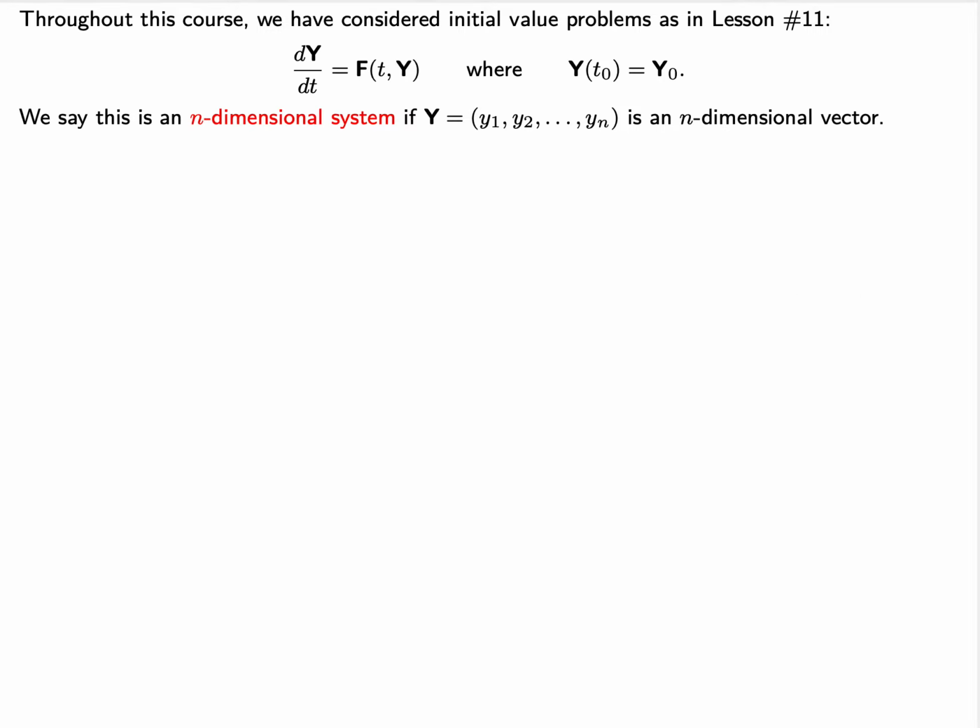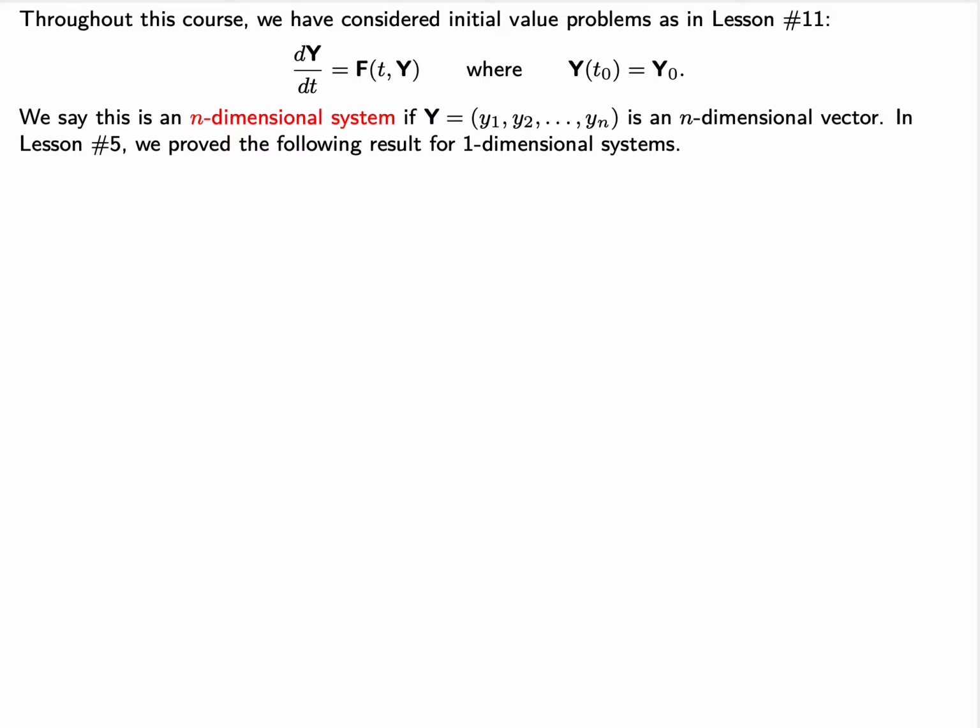Let's first explain things by going over a review of what we've discussed so far in the course. Throughout this course, we have considered various initial value problems as we did in lesson number 11. Here we have dy dt equals a function f of t comma y, where we'll think of capital Y as an n-dimensional vector, consisting of the functions y1, y2 through y sub n.